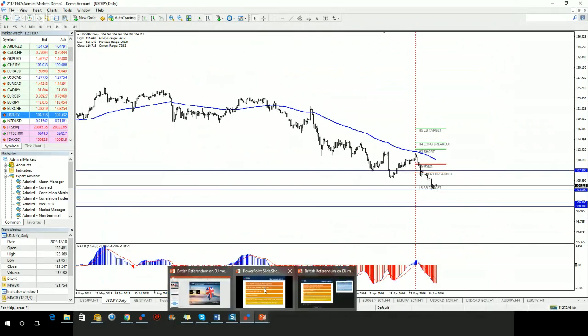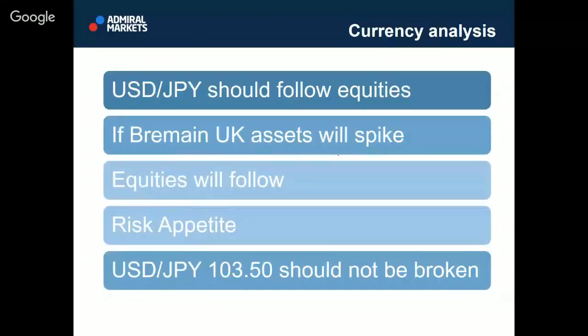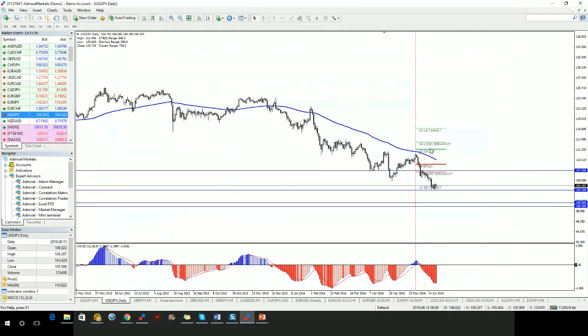Now, on the contrary, if we see Bremain, dollar yen should follow equities. Equities will be bullish because UK assets will spike. There will be risk appetite, and dollar yen 100.350 should not be broken. Instead, it should follow these levels here. So on Bremain, I'm favoring another spike towards 107.80, ultimately 109. But we should see a spike towards the upside.